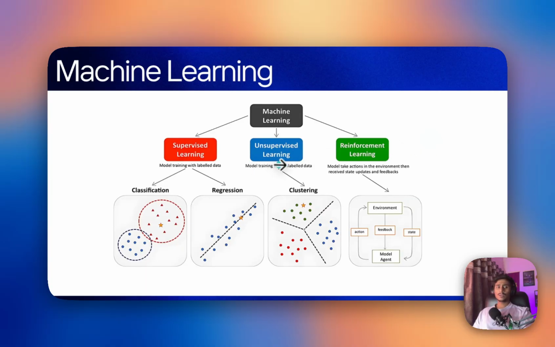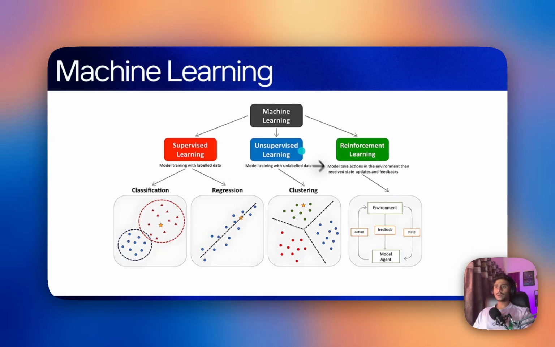Moving ahead, in this diagram, we can see that there are different types of machine learning. Supervised machine learning, where the model is trained with labeled data. Under these, we have classification, which predicts categories. And then we have regression, which predicts continuous values.